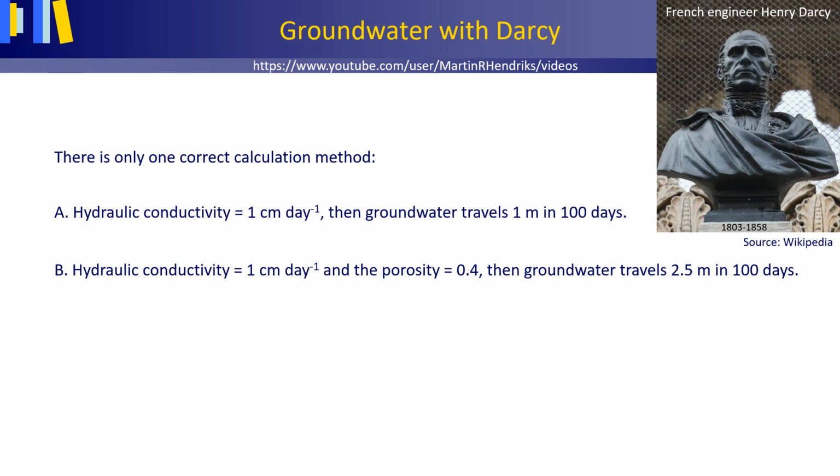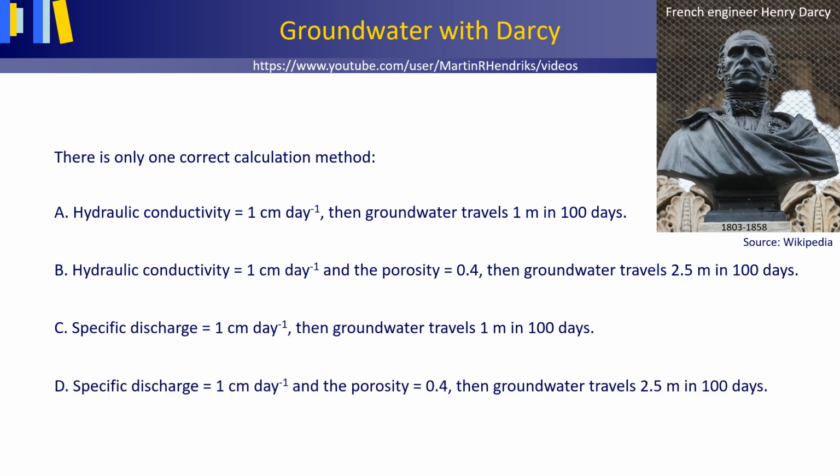Or is it C? The specific discharge is 1 centimeter per day, then groundwater travels 1 meter in 100 days? Or is it D? The specific discharge is 1 centimeter per day and the porosity is 0.4, then groundwater travels 2.5 meters in 100 days.